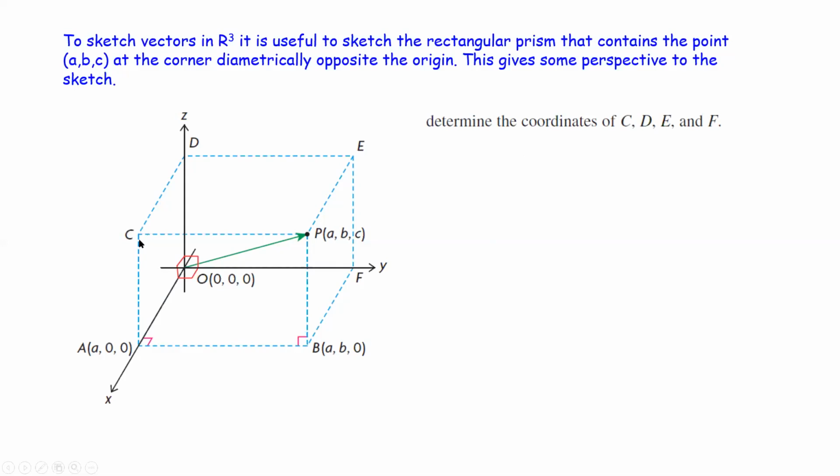To get C, I need a triple, because remember that any point in 3-space needs an X, a Y, and a Z. I'm looking at C right now. I'm this far along the X-axis, so my X value should be A, because it's A, B, C that takes us to this point right here. If I'm this far along to get to this corner of the rectangular prism, then A should be the coordinate of this C as well, because I'm the same distance away, coming forward, out of the page. So this C here should have an X value of A, the same A as the one on the X-axis.